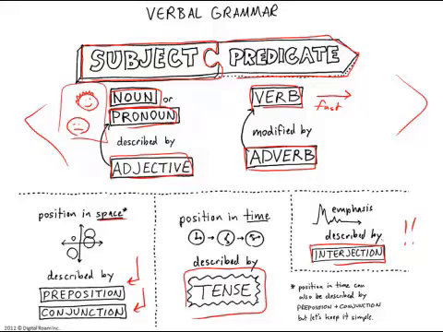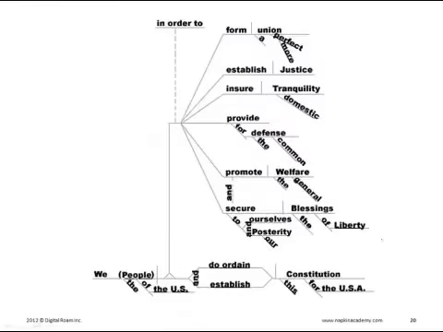Now, why is this important? Because by simplifying grammar into this simple picture, we're going to find that we can make a visual version of it as well. Here is the same sentence. This again is the preamble to the Constitution of the United States, but now taken where the grammar is broken apart visually to say, let's deconstruct that sentence and see if we can't make it very clear.